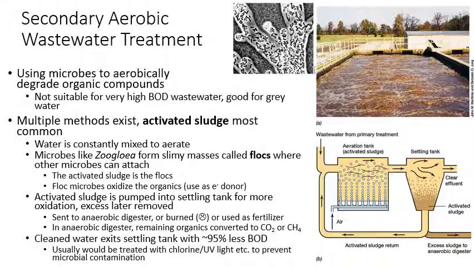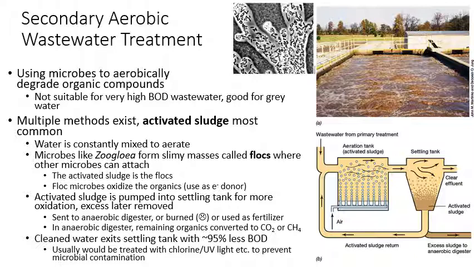So this doesn't work if the water that you're trying to treat has a really high BOD, like, for instance, the water that comes off of an agricultural operation. But this is fine for our domestic water that has a more moderate BOD. There's multiple methods that count as secondary aerobic treatment processes. The most common one is the activated sludge treatment process.